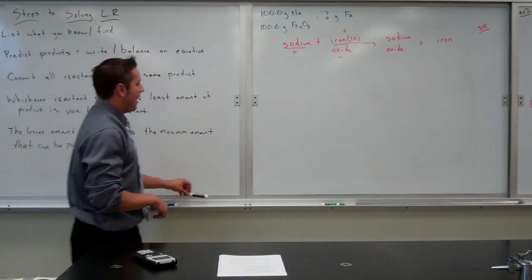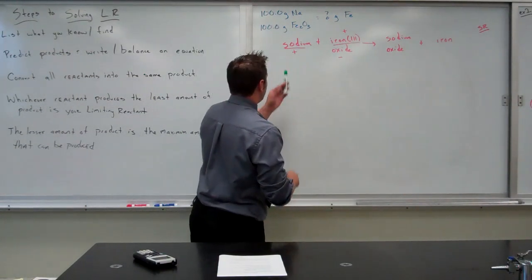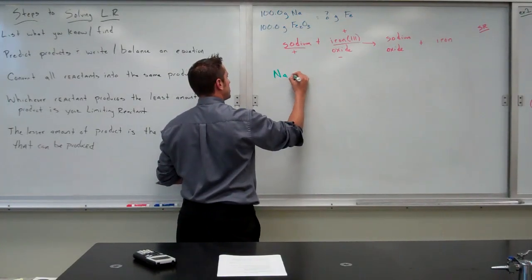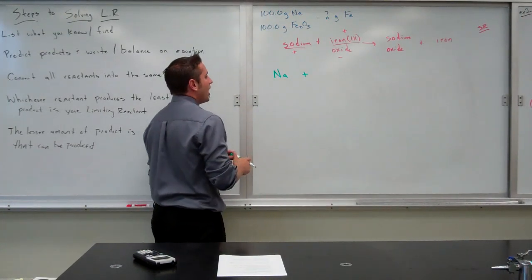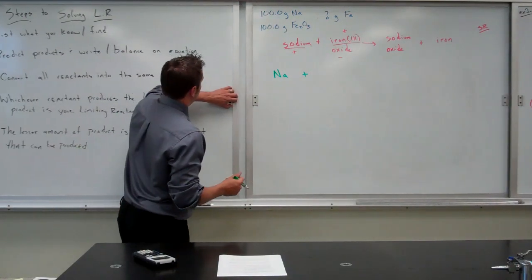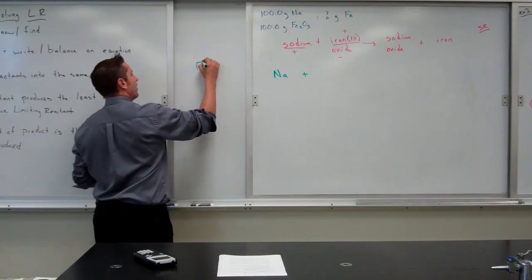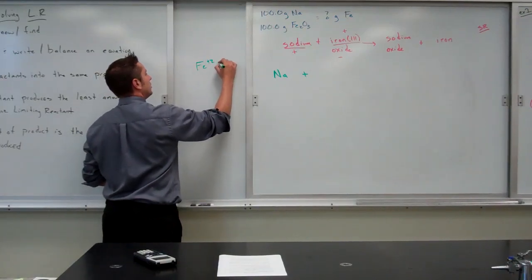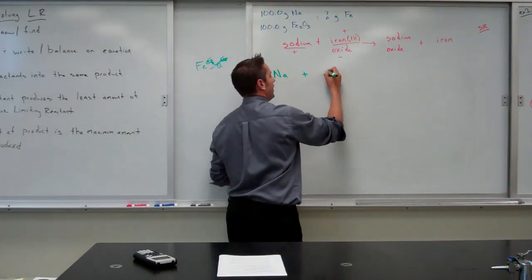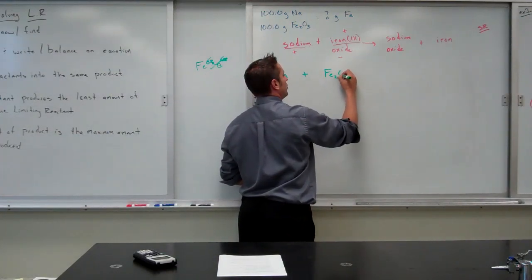Now we need to write and balance our equation. Sodium is an element. Is it a Hover-Finkel? No. So it's Na. Iron 3 oxide is a compound. Prefixes? No. So what I'm doing there is Fe plus 3, O minus 2, cross and reduce, and you get Fe2O3.